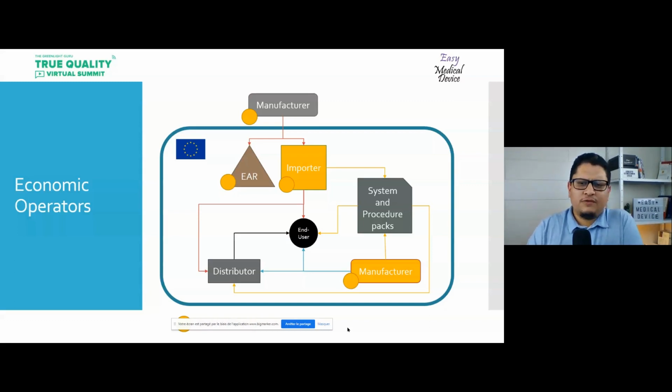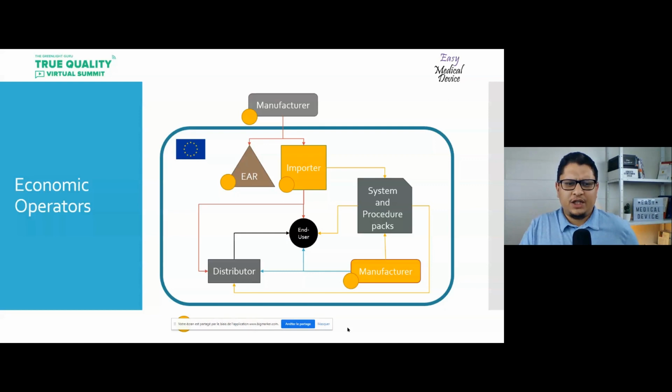So I have a question for you. I will start a poll. If you can just answer this question: what type of company are you working for? Are you more a manufacturer, an importer, a distributor, an authorized representative, or a system and procedure pack provider? This can help also to see who is really in the audience. I will give it a few seconds. So we see that mainly a lot of manufacturers are here, and some authorized representatives, no system and procedure pack providers. Okay, 2%. So we have some system and procedure pack providers that are starting to work on it. Great.